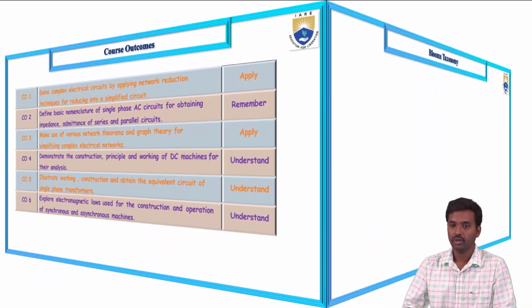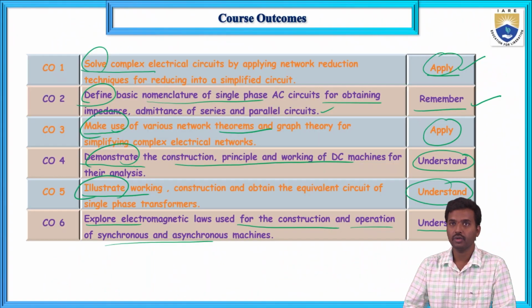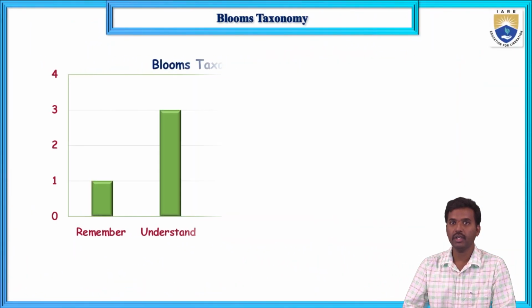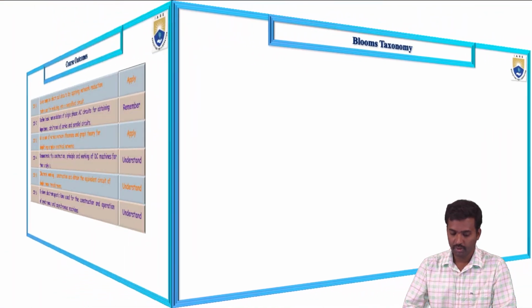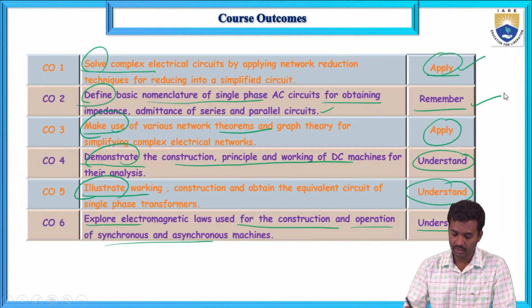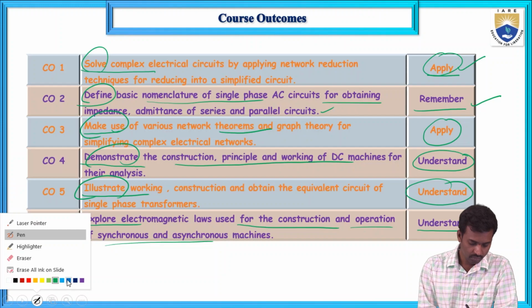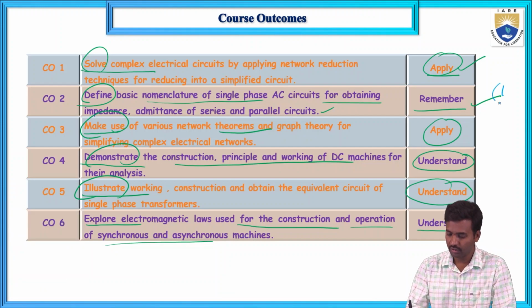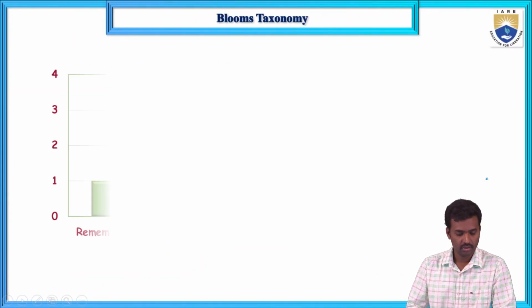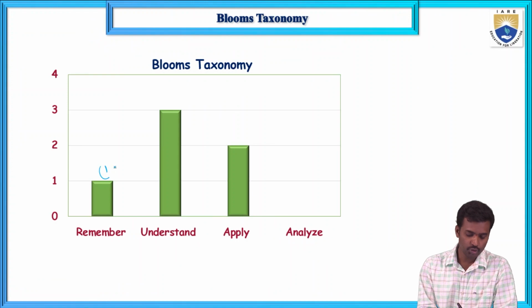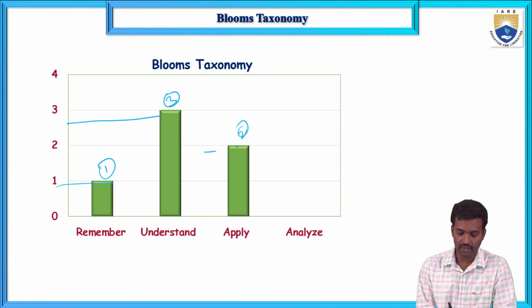Now here, how many of each Bloom's taxonomy level in total? Remember is only 1, and understand is 3, and next, apply level is 4.